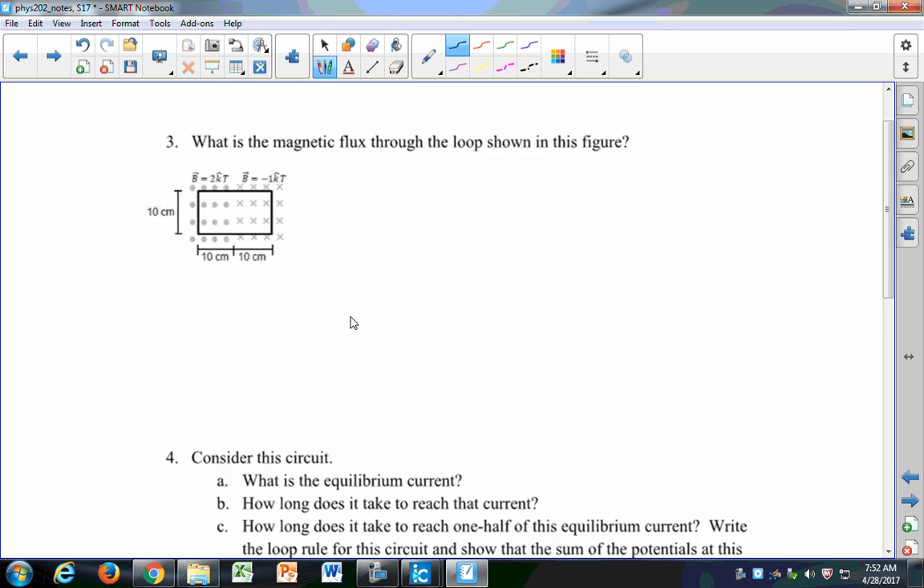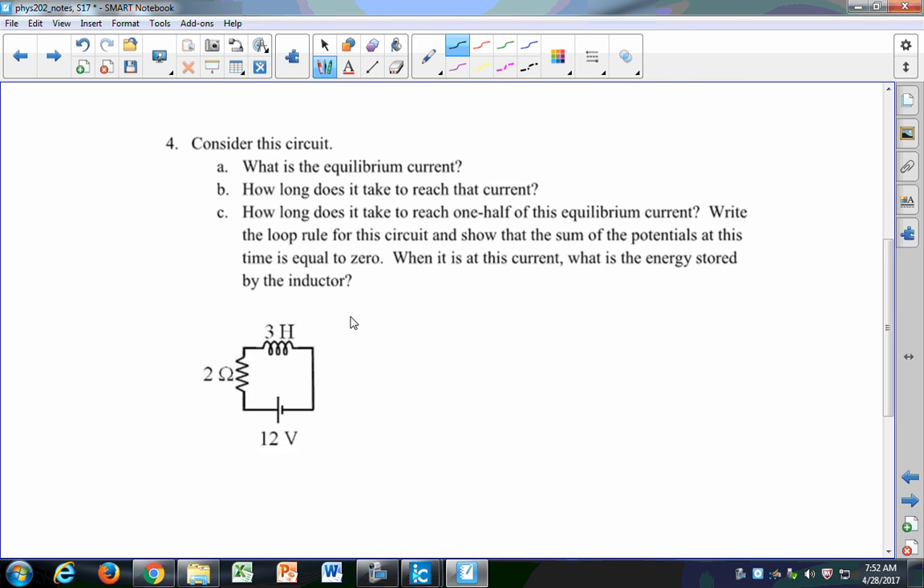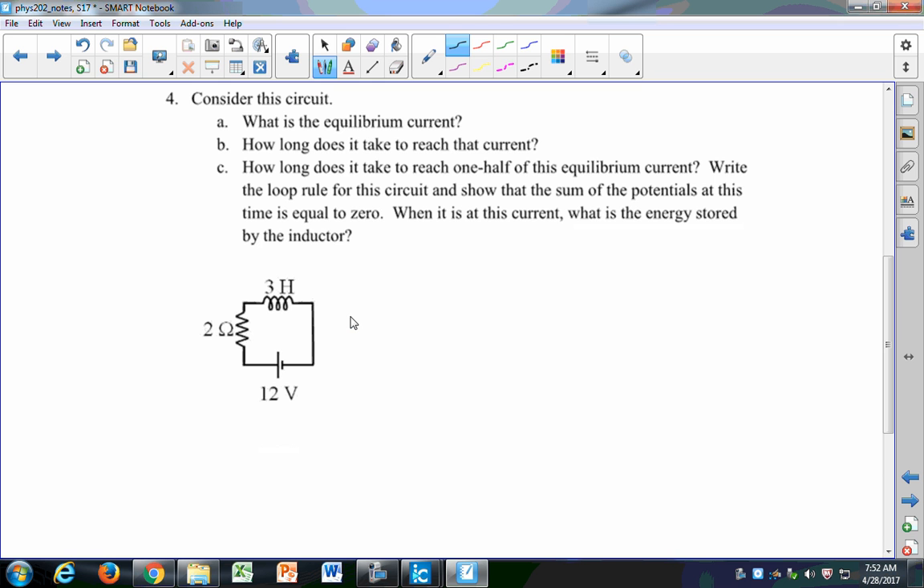Magnetic flux, we did that in class. Here's an RL circuit. Be able to find the equilibrium current. I think we actually did part C. How long does it take to reach 1/2 equilibrium current? I think we did a problem almost identical to that in class, actually.